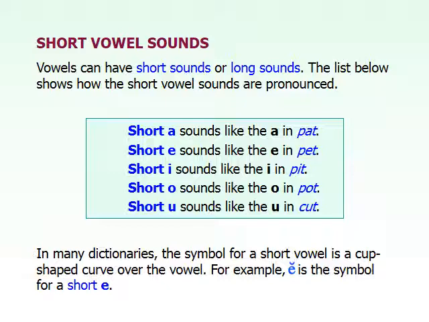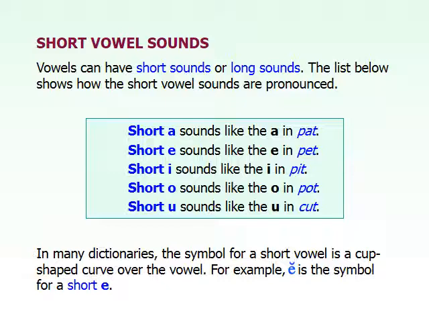But let's talk about the two different types of sounds. There's the short sounds or the long sounds. So listen to these short sounds first. So a short A sounds like the A in pat, so it sounds like ah. And the short E sounds like the E in pet, which is like eh. The short I sounds like the I in pit. The short O sounds like the O in pot. The short U sounds like the U in cut.